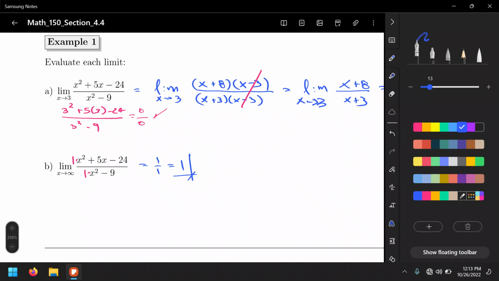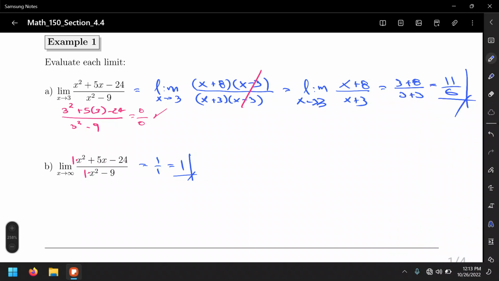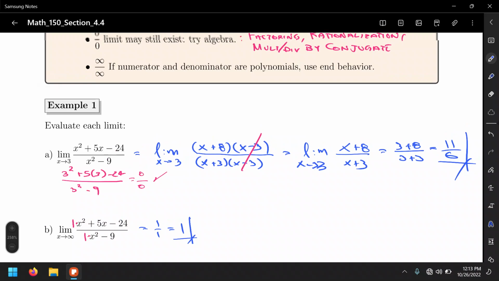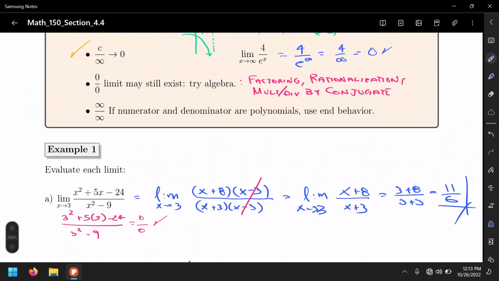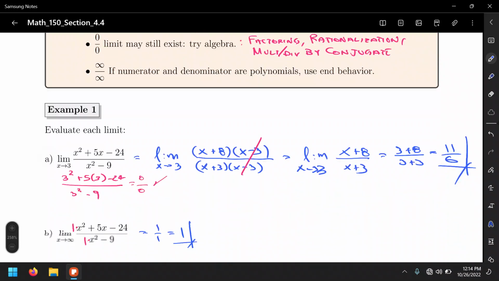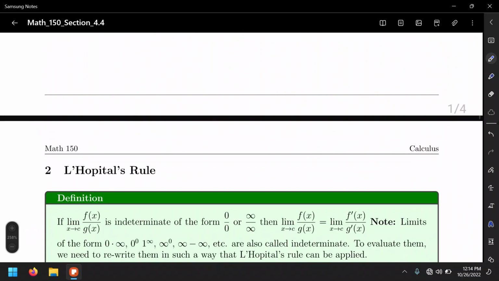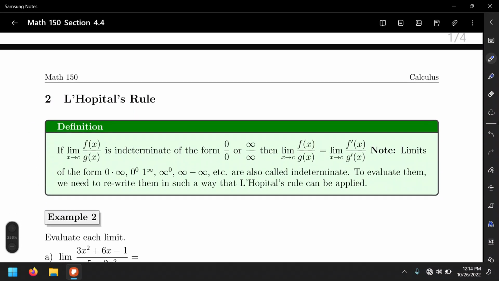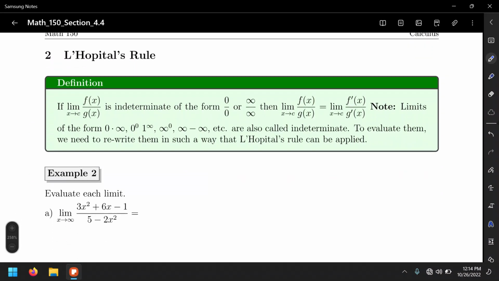So today we're going to move on to new techniques. Let me go back to this definition box. So in some cases, any possible algebraic technique that you can possibly imagine is unfortunately not going to work. Even end behavior may not work either, especially because we are going to have new indeterminate forms that are going to be weird. So what's the L'Hopital's rule about?